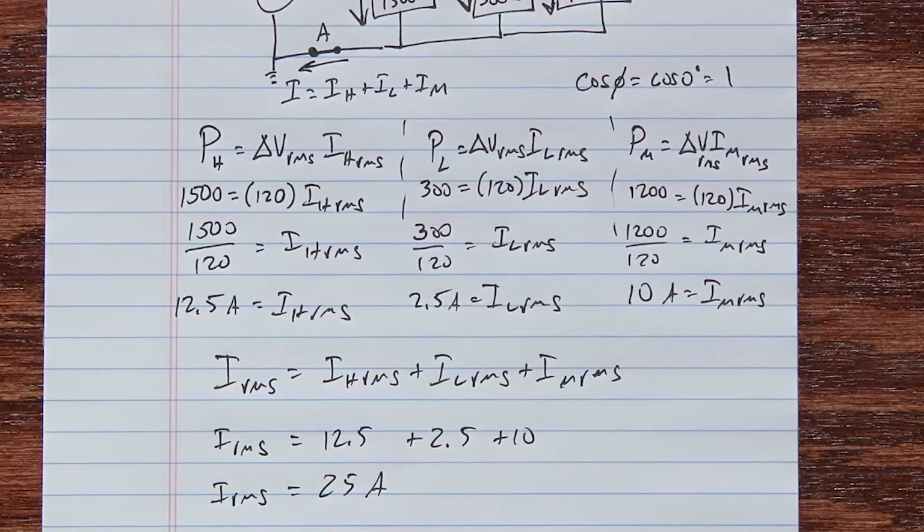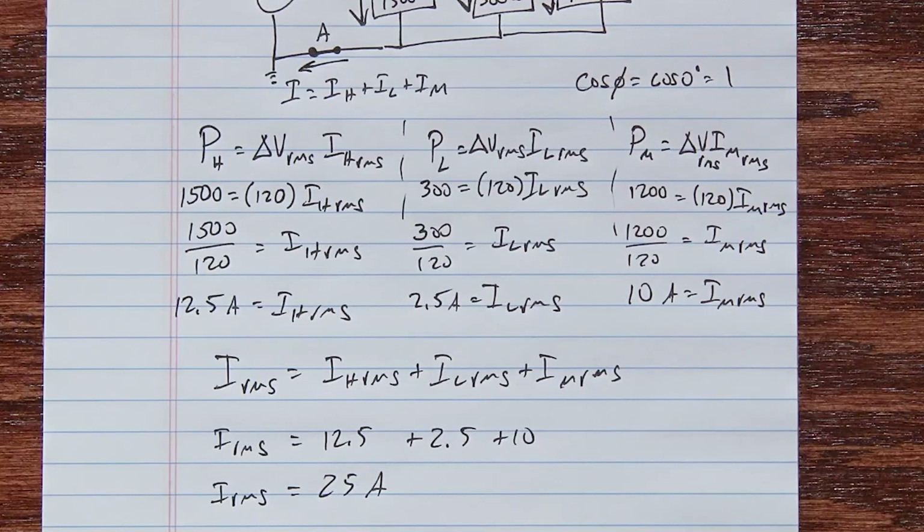And in fact, you can see that even the heater and the microwave running at the same time would trip the circuit breaker. So you can only run the heater or the microwave, and you could run either of these with the lamp. So you can run the heater and the lamp, or the microwave and the lamp, but you can't run the heater and the microwave at the same time, or you'll have to reset your circuit breaker.